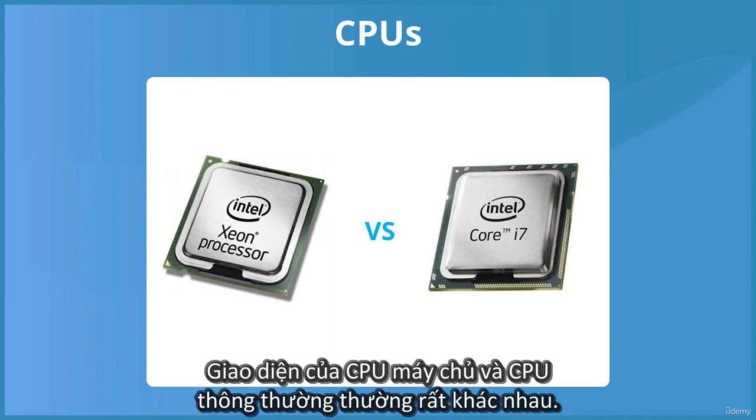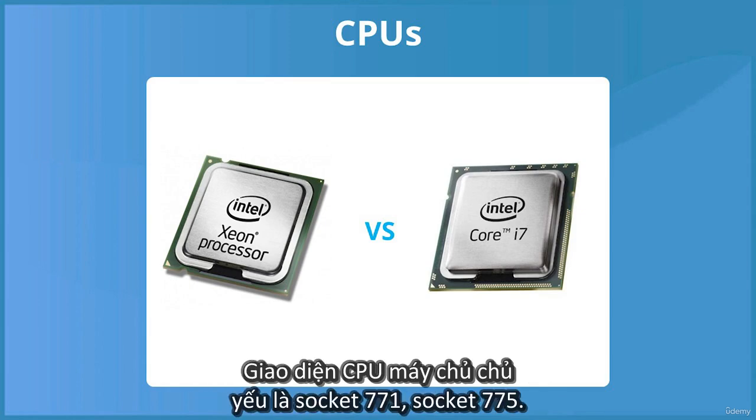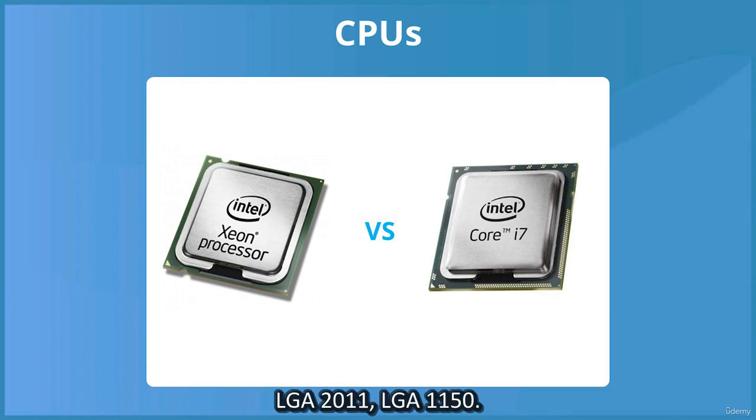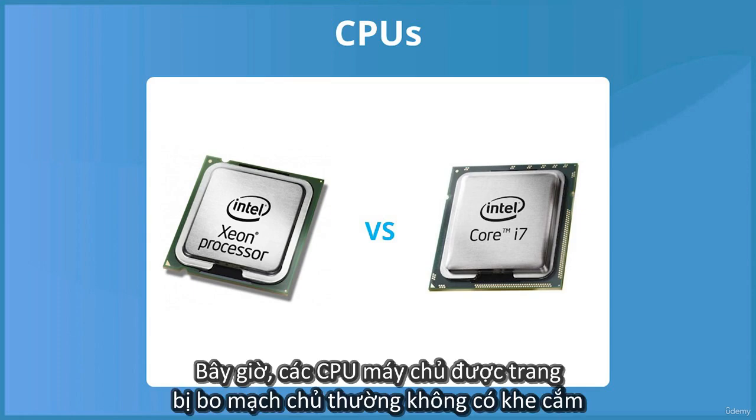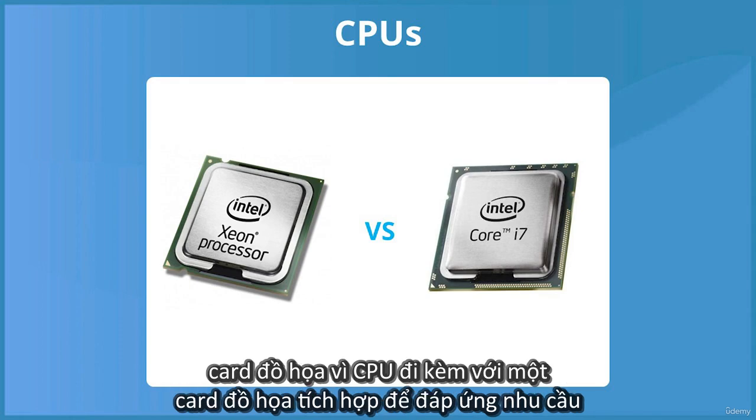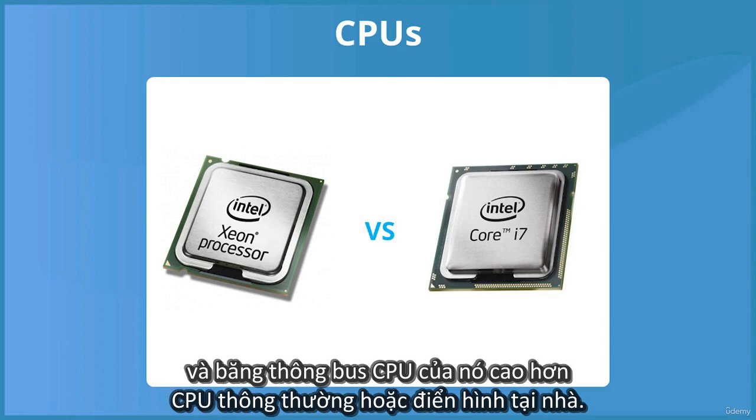Server CPUs and ordinary CPU interfaces are often very different. Server CPU interfaces are mostly Socket 771, Socket 775, LGA 2011, LGA 1150, compared to ordinary CPU interfaces. Now, server CPUs equipped with a motherboard usually have no graphics card slot because the CPU comes with a core graphics card to meet the demand, and its CPU bus bandwidth is higher than your typical home CPU.